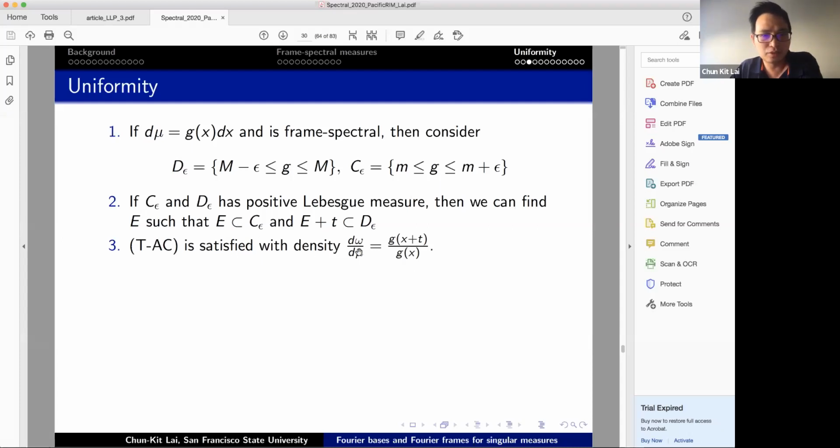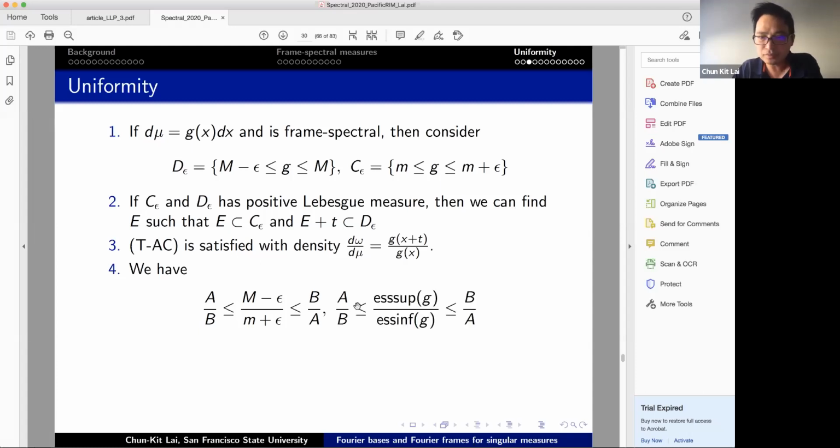When I check it, the density on the E is G. But if you move it to D epsilon, it will be G(x plus t). So the density will be the difference. And now, because I assume you have a frame, you have the previous result. The density is bounded above and below, and the density is at most this bound. So take epsilon to 0. So we get the essential sup and essential inf are bounded below and above by the frame bounds.